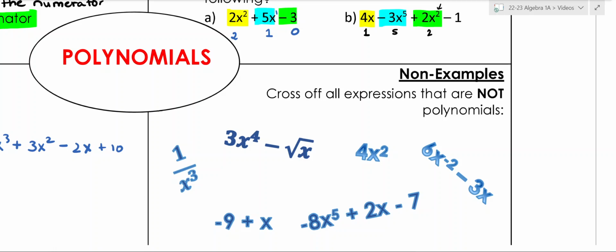And lastly, should I pick orange? Orange sounds good. Negative 1. Negative 1 has no variable. And when you don't have a variable, your degree is 0. All constants are 0 degree.